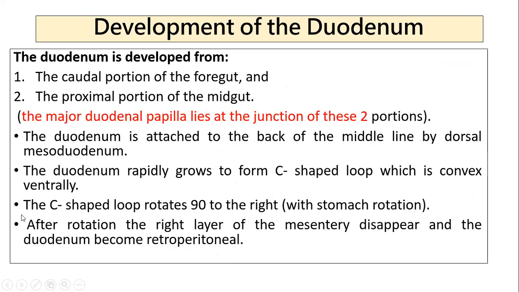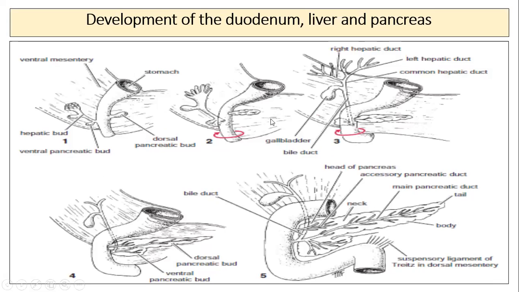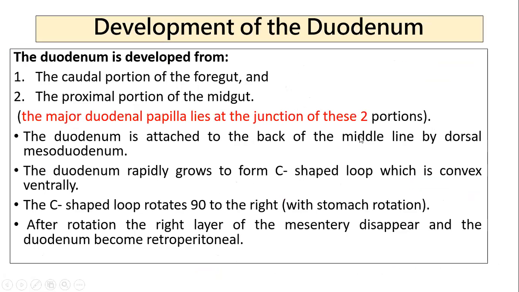The C-shaped loop rotates 90 degrees to the right with the stomach rotation. As you can see here, slowly it starts becoming C-shaped. Initially we have a long tube; later it starts forming a C-shape. As you know, it has four parts: first part, second part, third part, and fourth part. As the stomach rotates, this part of the duodenum also rotates 90 degrees to the right.